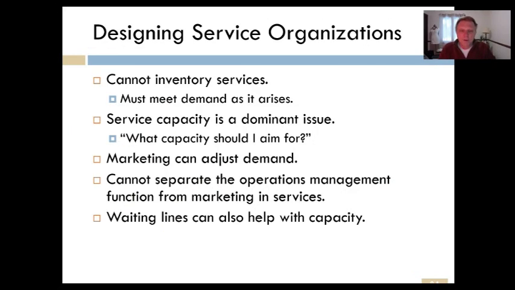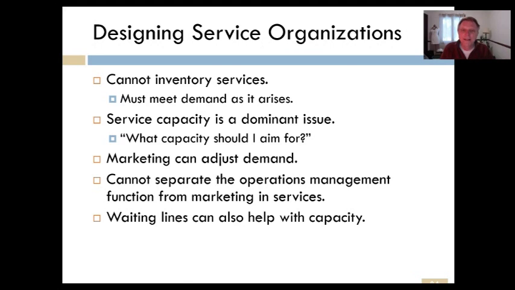Let's talk about service organizations for a minute. So with services, this may make sense to you, but maybe you haven't thought about it before. You can't inventory service. You can't build up service capacity and store it away like you can car parts or Nike shoes or things like that. So you can't inventory services. You have to be able to meet the demand as it comes in through the front door.